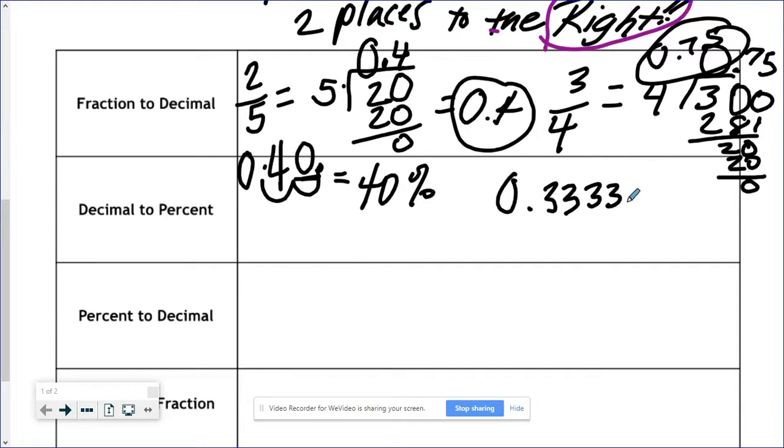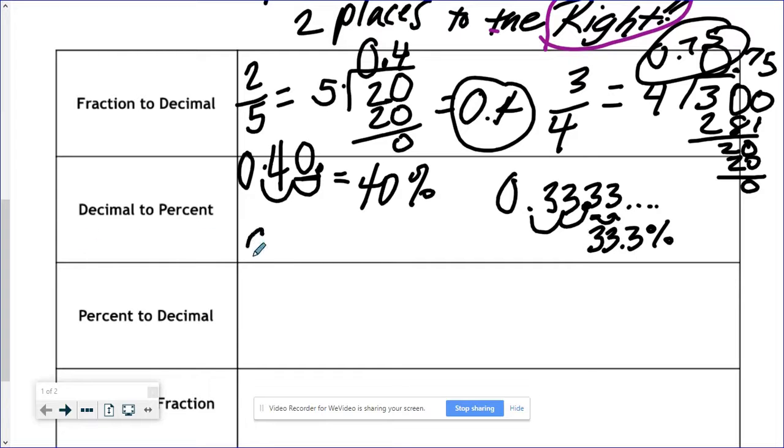0.3333, and the 3's just keep going forever and ever. This is also known as a repeating decimal. Same thing. I'm going to take my decimal and I'm going to move it 2 places. And there's my new decimal. So I have 33.3. Round if you need to. If I look to the right, I'm going to leave it a 3 because I only want to go one place past the decimal. So 33.3%, and I'm good.